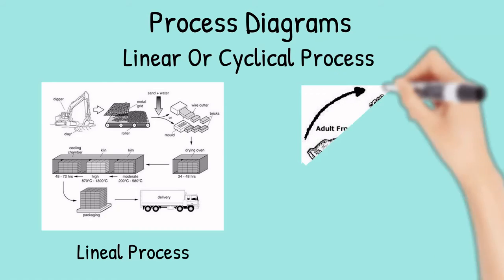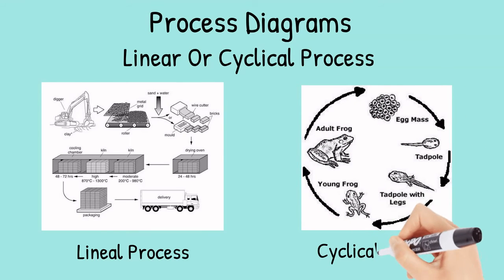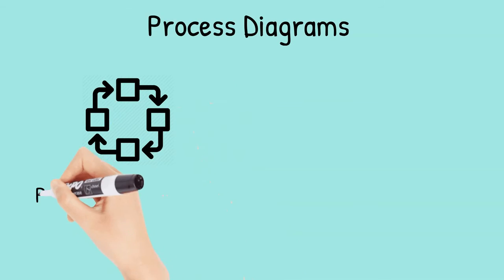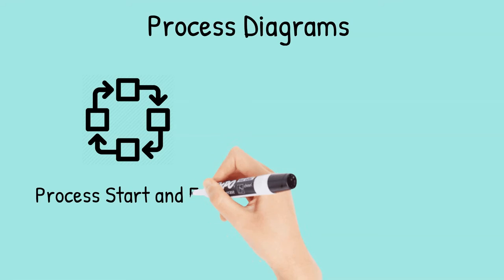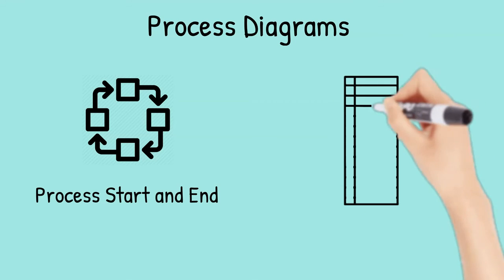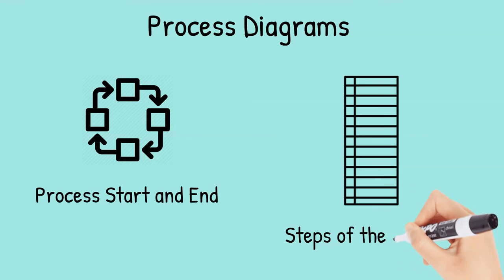A cyclical process is a process that goes back to the beginning and repeats over and over again, such as the life cycle of a frog. Next question, where does the process start and end? For a linear process, this will usually be obvious. It may be harder to determine for a cyclical process, so it's important that you examine the graphic carefully to find out.